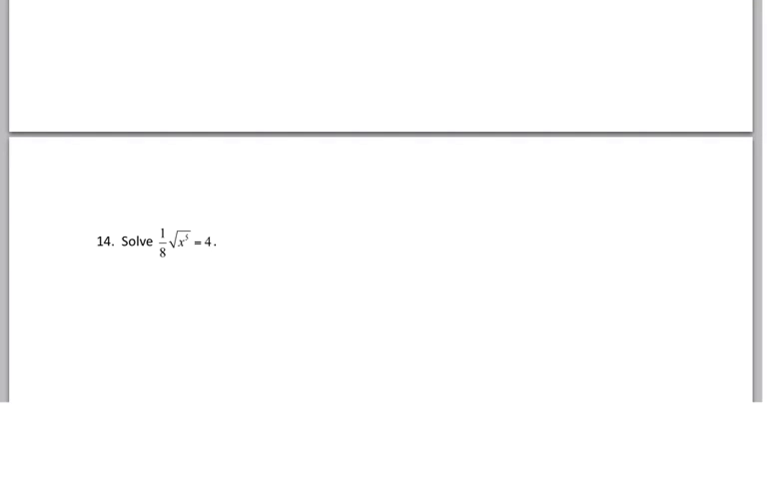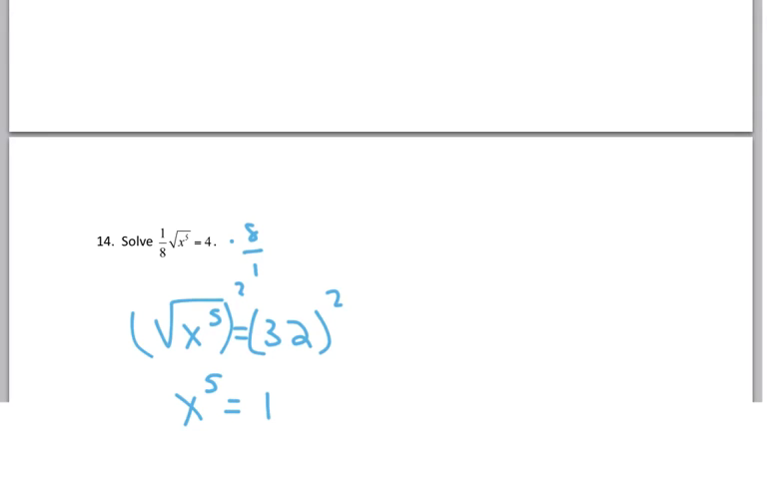Well, if you think about this algebraically, we always get rid of these fractions by multiplying the other side by the reciprocal, and the reciprocal of 1/8 is 8/1. So I've got the square root of x to the 5th is equal to 32. You get rid of the square root by squaring both sides. So you're going to get x to the 5th is equal to 1024.